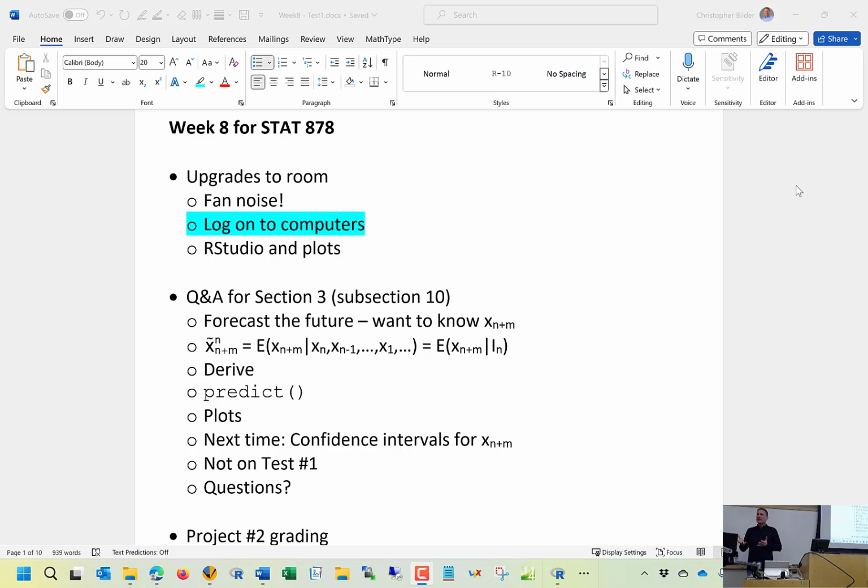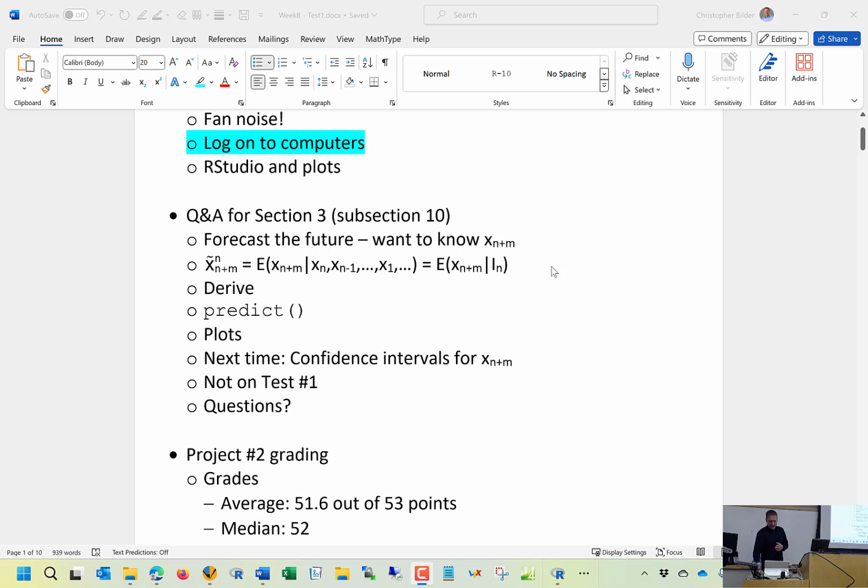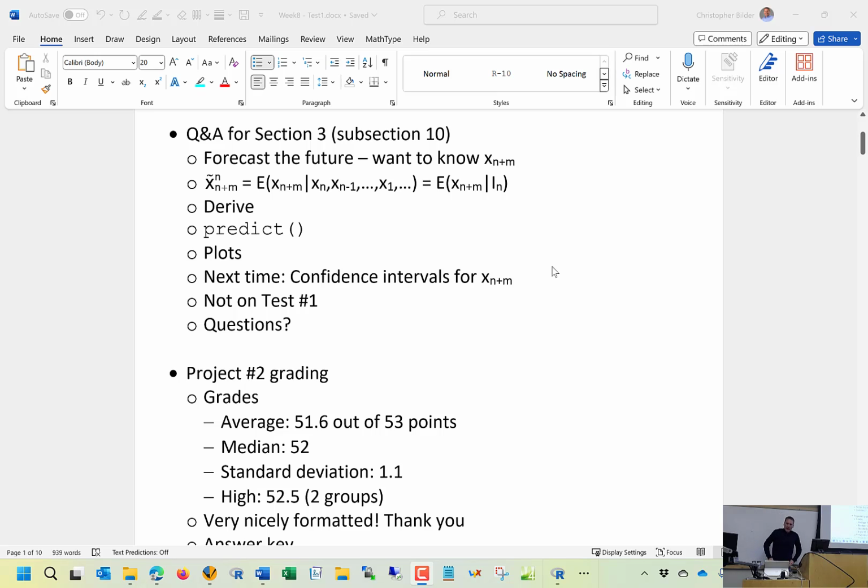I do recommend that if you didn't do this before class, maybe after class, make sure you can log on to these computers. You can do a little bit of R programming in RStudio or whatever. You could just use regular R as well, just to make sure that you're comfortable with it, okay? And then if you did have questions, I'll be here for you. Okay.